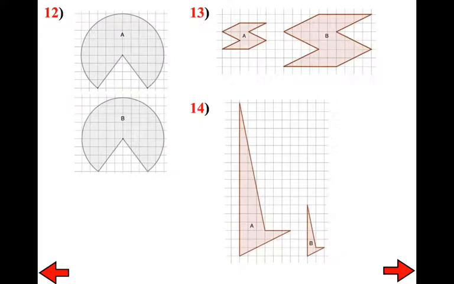Number 12, we've got these parts of a circle. We tend to call those sectors in advanced math classes. But notice the shapes are identical to each other for number 12. Therefore, that would be equal to 1.